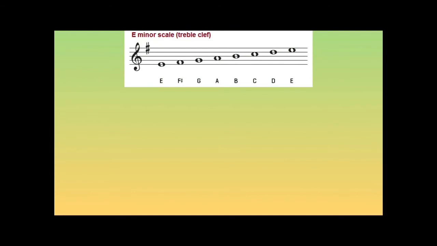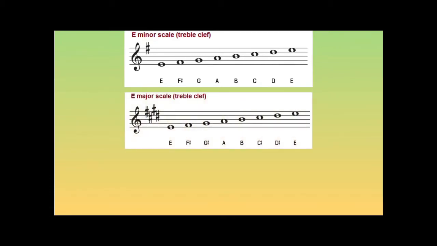This is our E minor scale in the treble clef. E natural minor starting and ending on E with the same key signature as the relative major, G major, which has 1 sharp. This is our parallel major, E major scale, which has 4 sharps in the key signature. Now let's see what a harmonic minor scale looks like.